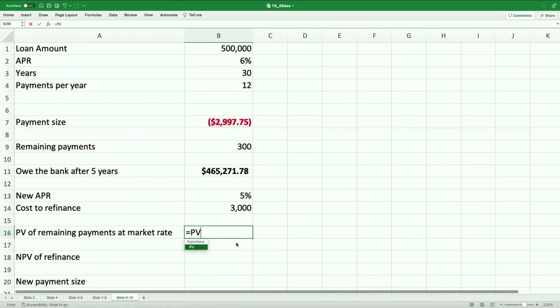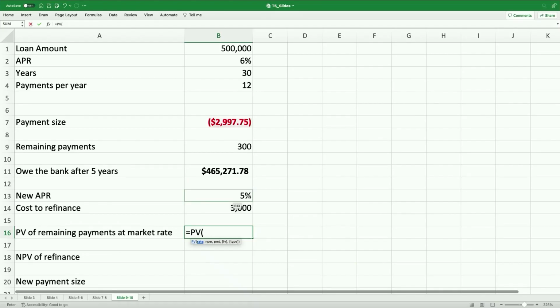What I want to do is imagine, suppose I had not refinanced. I had just stuck with this payment of $2,997.75 for the remaining 25 years. Suppose I had done that. Suppose I hadn't refinanced. How much would I have overpaid? Let me say that again. Remember, I could have an interest rate of 5%. I could have an interest rate of 5%.